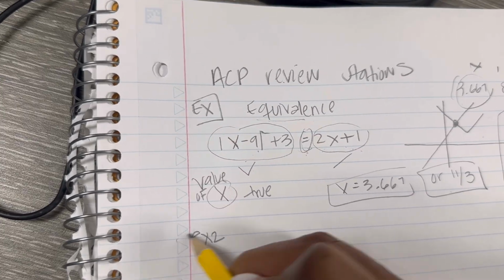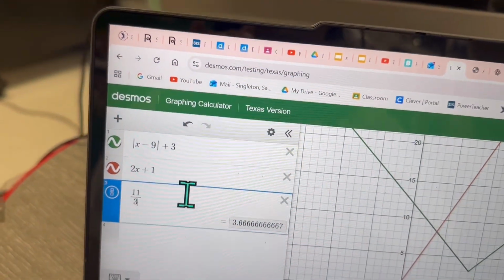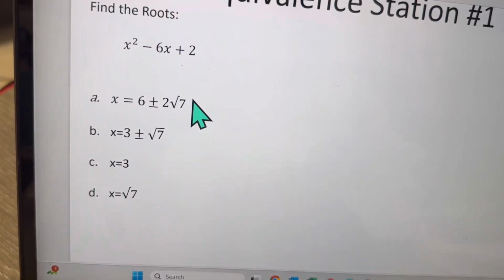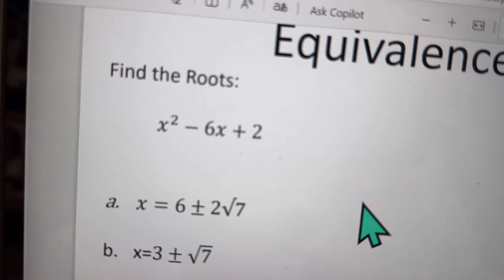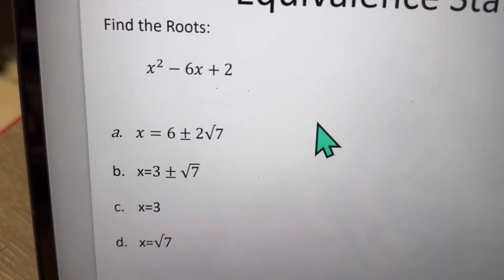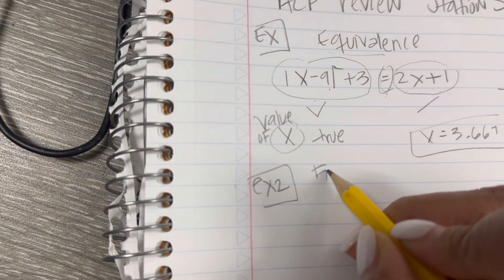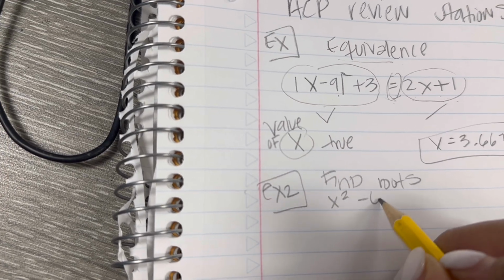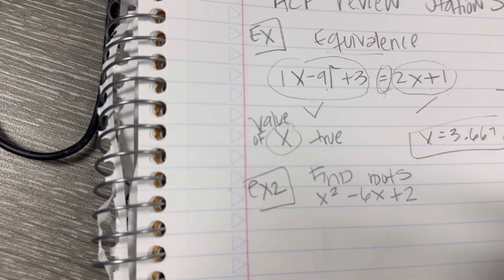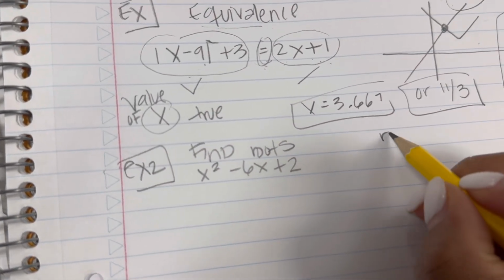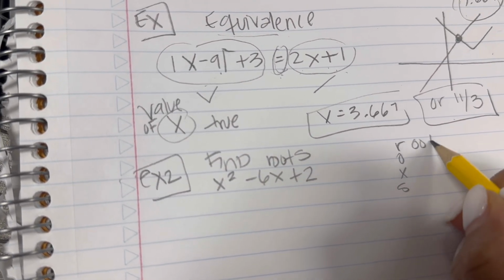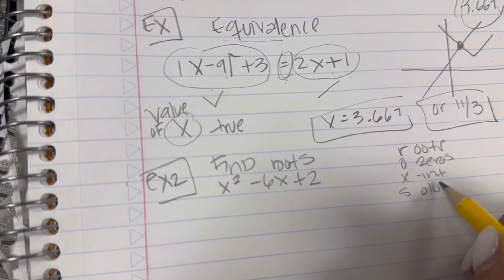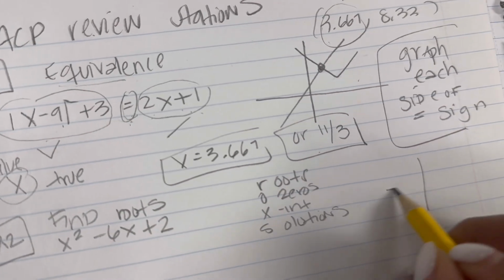Example number 2 for equivalence would look like these questions here. So let's try this one. X squared minus 6x plus 2. Find the roots. You should know what roots are. So find the roots of x squared minus 6x plus 2. Okay? Roots. Write this down. You should know roots means zeros, x-intercepts, solutions, right? Draw a picture.